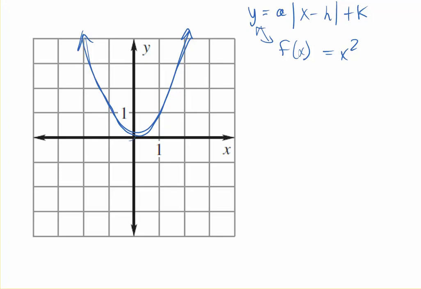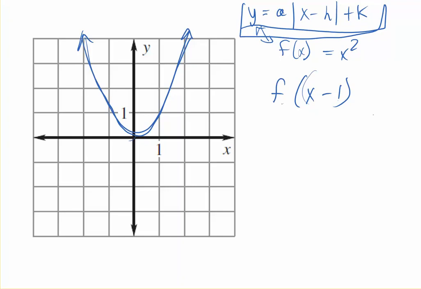And then it says, what about if we said f of x minus 1? So what this means is, it's asking you to remember this formula. And it's saying, remember, f of x is x squared. What is f of parentheses x minus 1? So this minus 1 is just going to be like the h up here. Minus 1 means we're going to shift it to the right 1. So we're just going to do that.